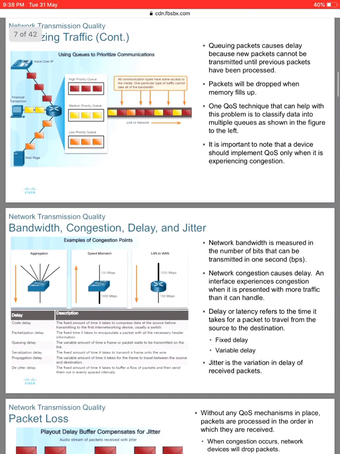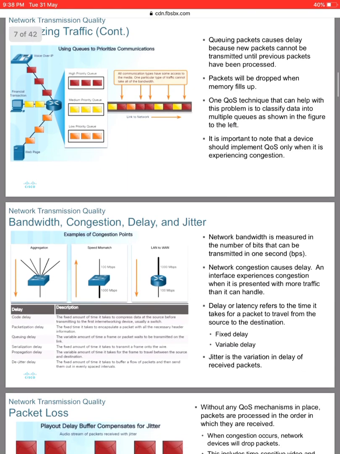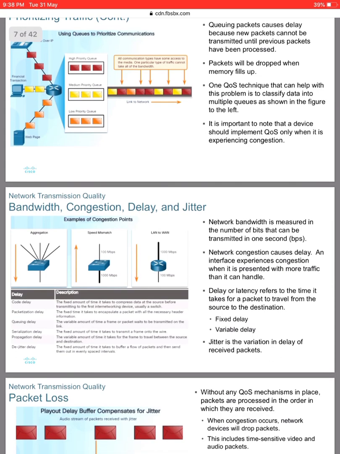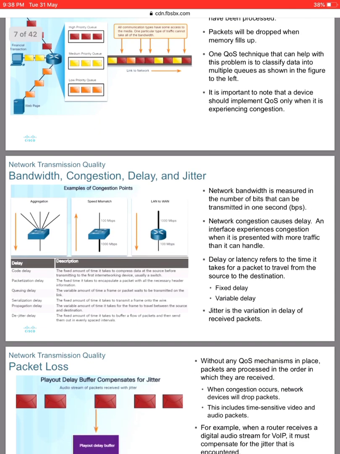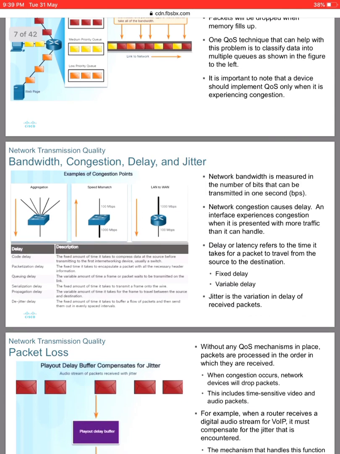So the next one is packets will be dropped when memory fills up. So there are packets, for example packet 1, packet 2, and packet 3. So packet 3 is one that will be dropped. So next is the one QoS technique that can help with this problem, which is to classify data into multiple queues as shown in the figure to the left. It is important to note that a device should implement QoS only when it is experiencing congestion.